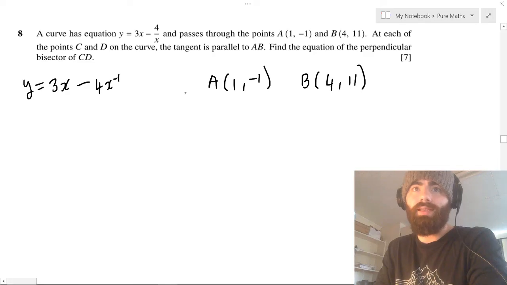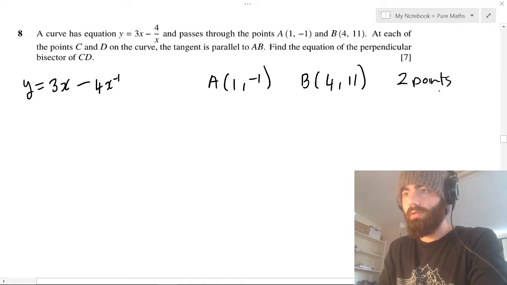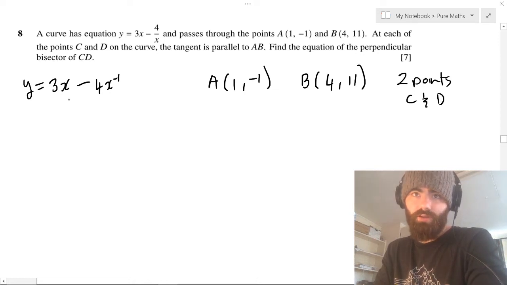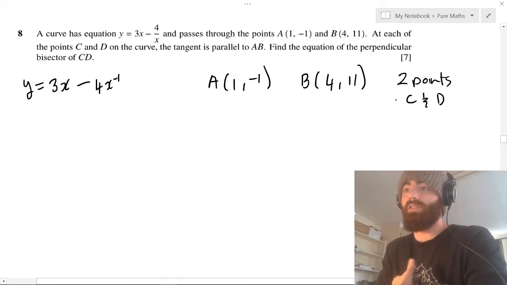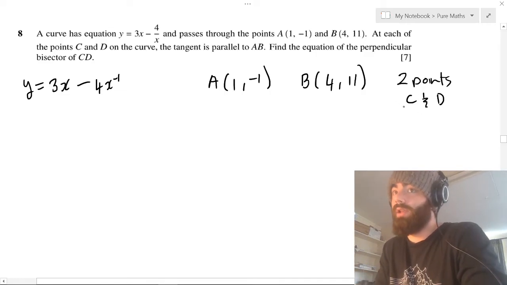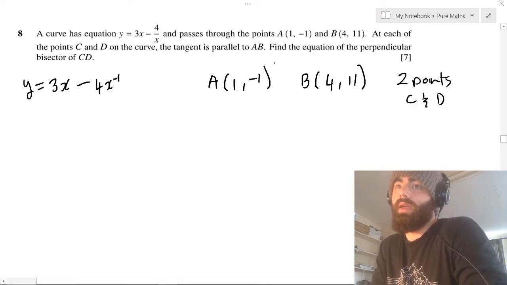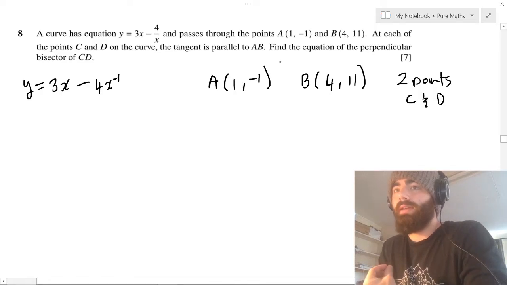At each of the points C and D on the curve, the tangent is parallel to AB. Okay, so we have two more points, C and D, which also lie on this curve. I don't know how this curve will look, but the tangent at these two points, so that means the gradient at C and D, which lie on the curve, are parallel to AB. So that means they have the same gradient as AB.